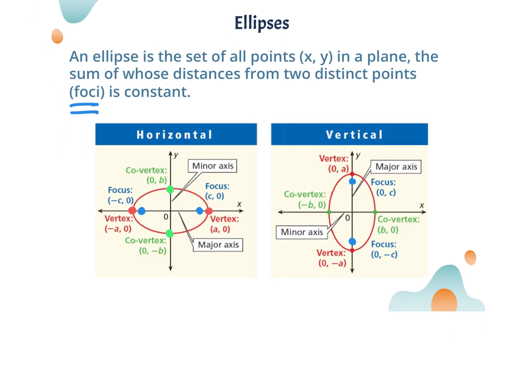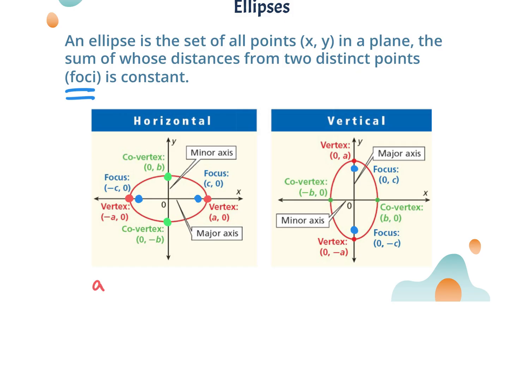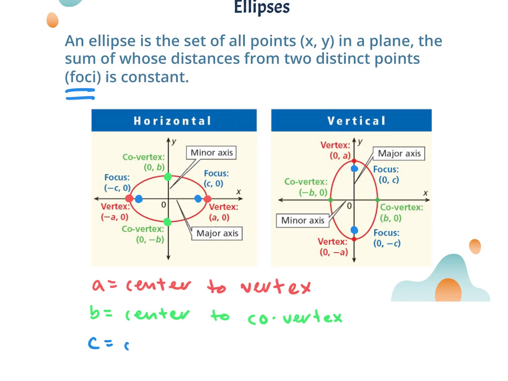So when we do all of our math for ellipses, we always want to find our A, B, and C. A is going to be the distance from the center to the vertices or vertex, just one of them. B is the distance from the center to the co-vertices. And then C is the distance from the center to the foci.